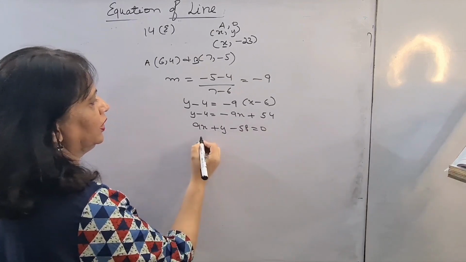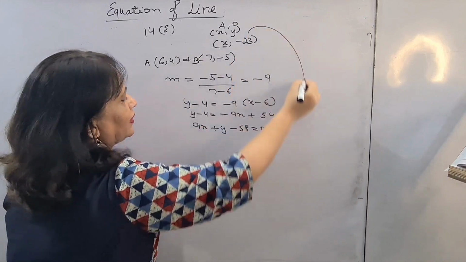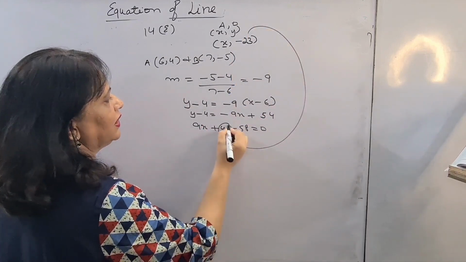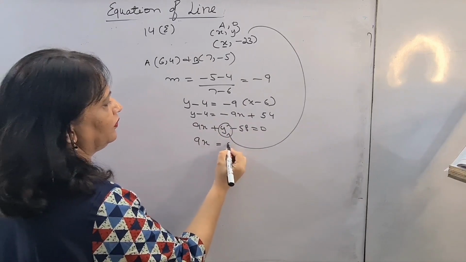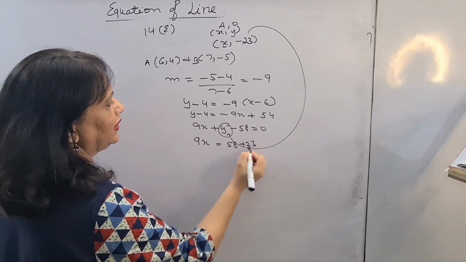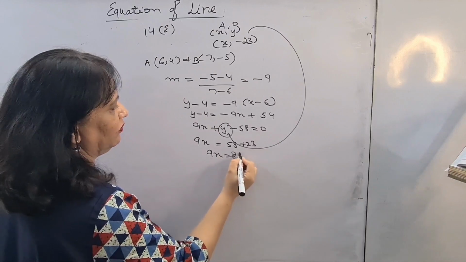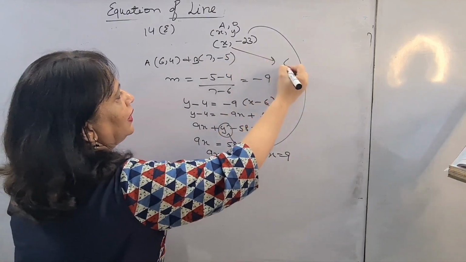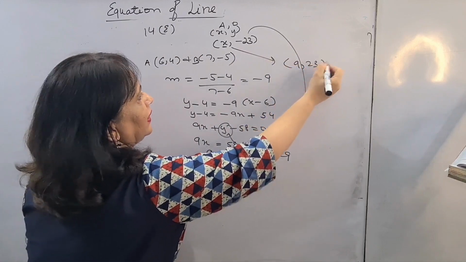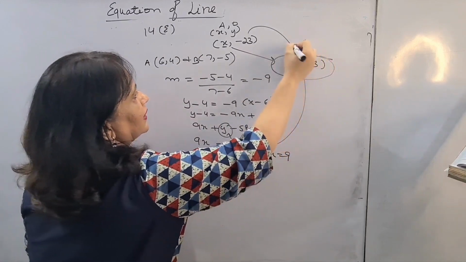Now he says that the ordinate, -23, y is lying on the line. So substitute the value: 9x = 58 + 23, that is 9x = 81, or x = 9. So I have found the answer: (9, -23). This is my required answer.